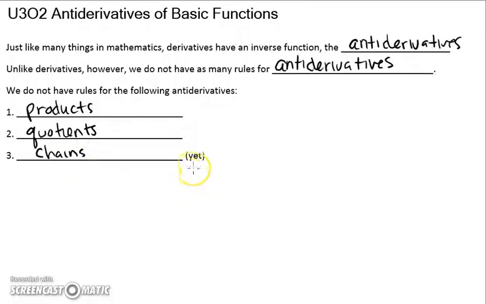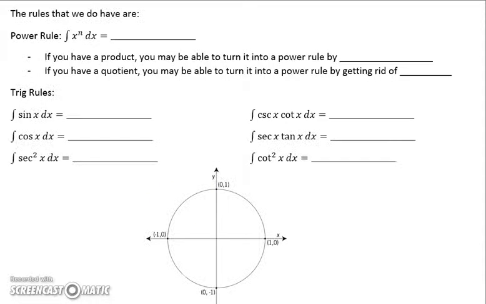And that's yet. This yet really goes for all three. So we will get a product rule eventually. We will get a quotient rule eventually. We will get a chain rule eventually. But for right now, the only things that we can do are the power rule and trig rules. So if we have a product, a quotient, or a chain, we're going to have to try to get rid of those things.